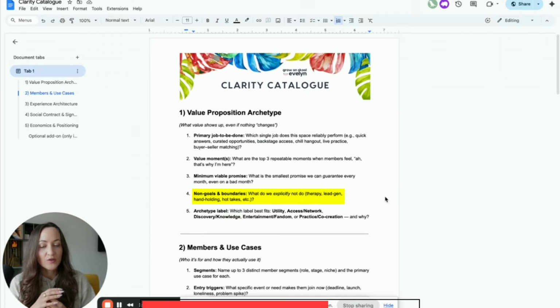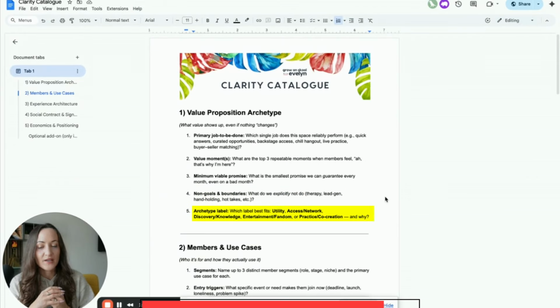Non-goals boundaries. What do you explicitly not do? Like therapy, lead gen, hand-holding, hot takes, etc. I specifically am moving away from very individualized hands-on support, and I'm moving closer towards role modeling in general and providing tools for self-management, self-accountability.